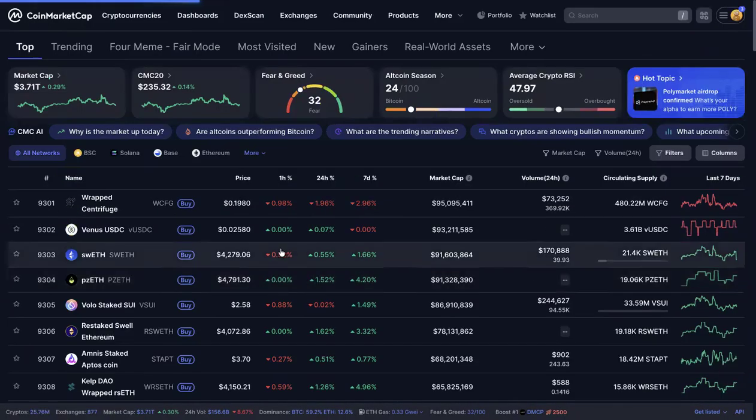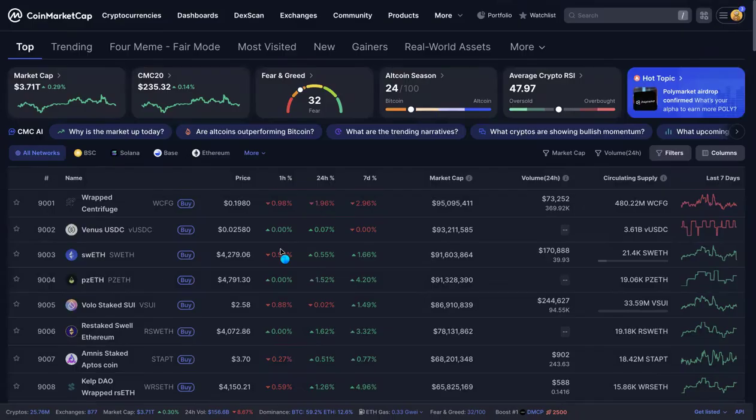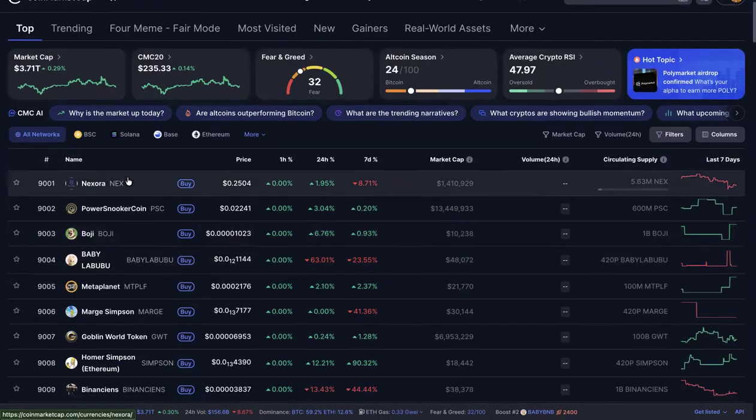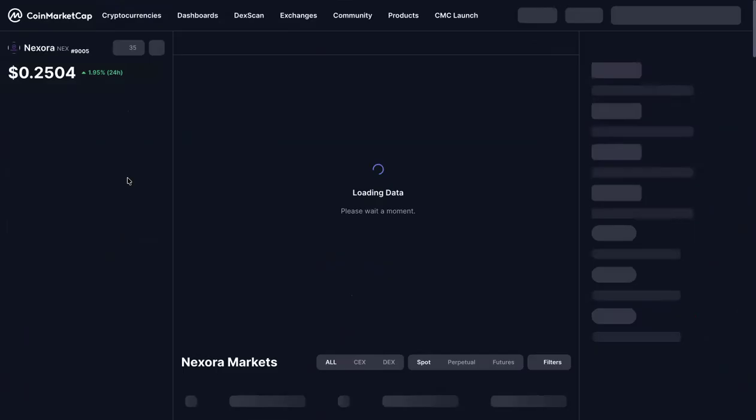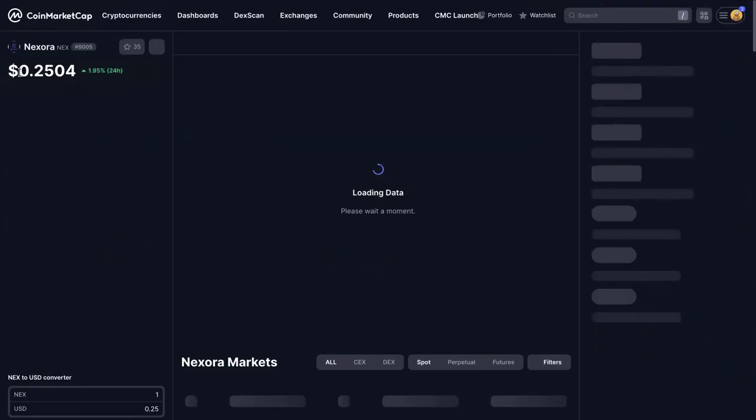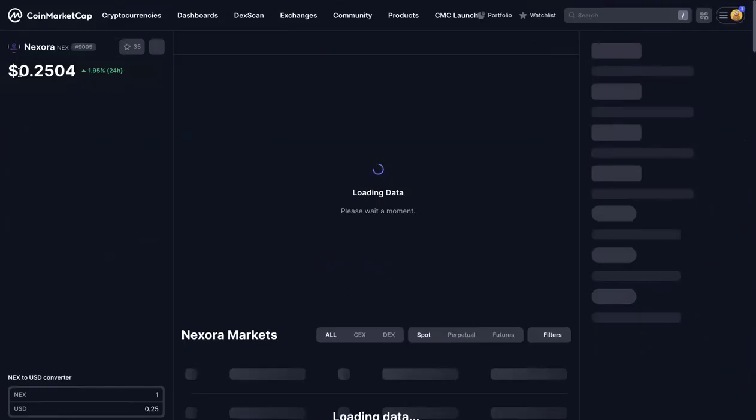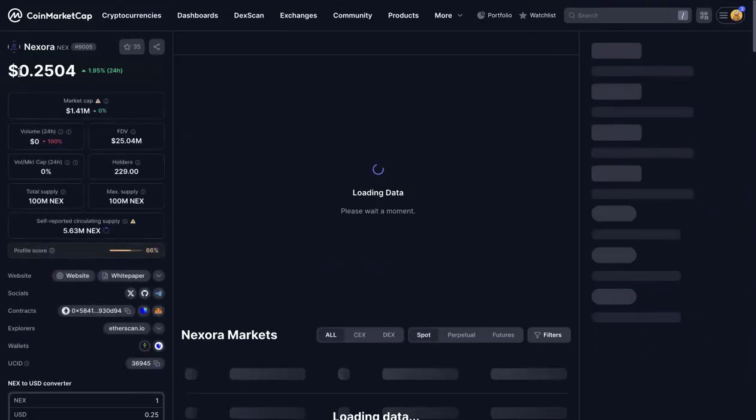Let me go to page 91. This one is something that is so small. Okay, let me get this one. Nexero, Nex. Just the coin called Nex. Its price is 0.2. No problem. Let's go. 0.2. Good. Total market capitalization is only $1.4 million.